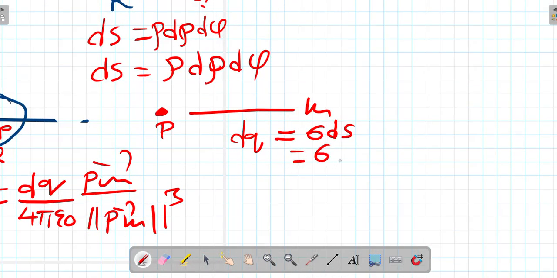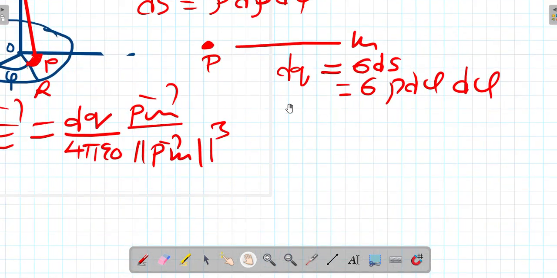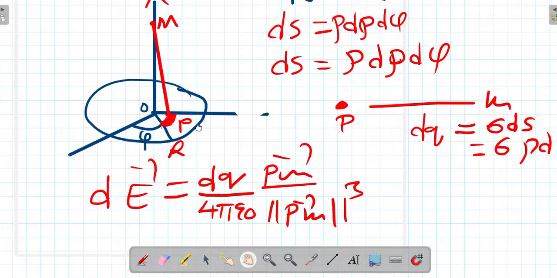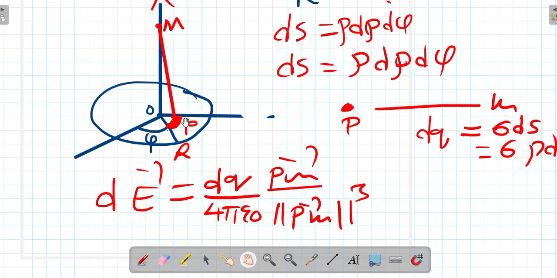Where there's s, we're going to put rho, d rho, then d phi. Let me even change the color. Okay, so we're done with dq. dq is equal to this. So now we're going to find PM. How do you find PM? PM is very simple. PM will be equal to PO plus OM.